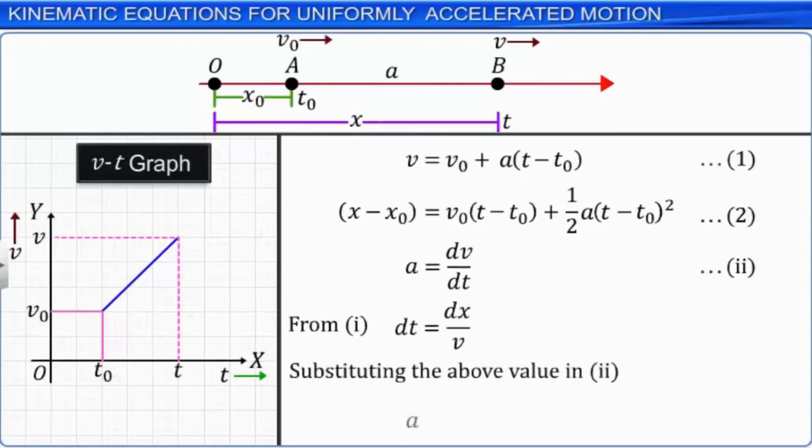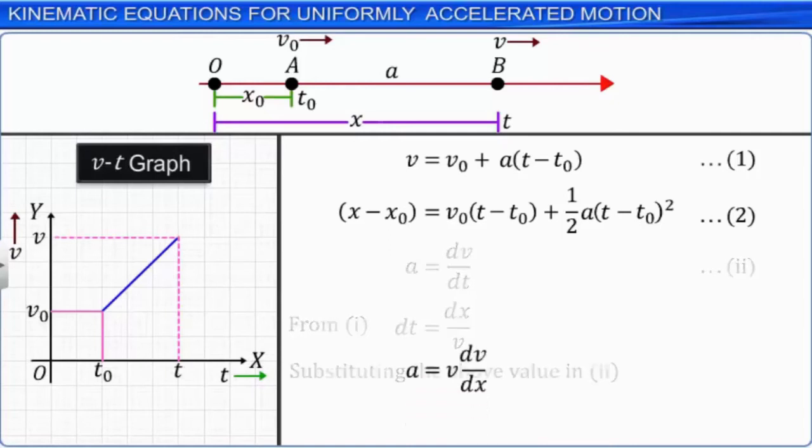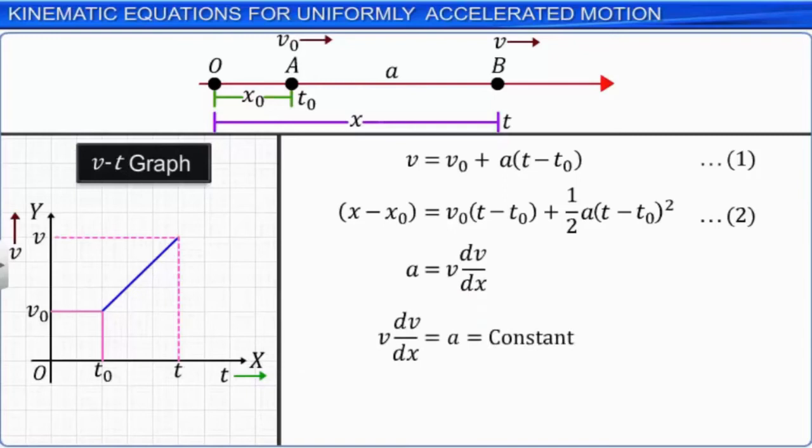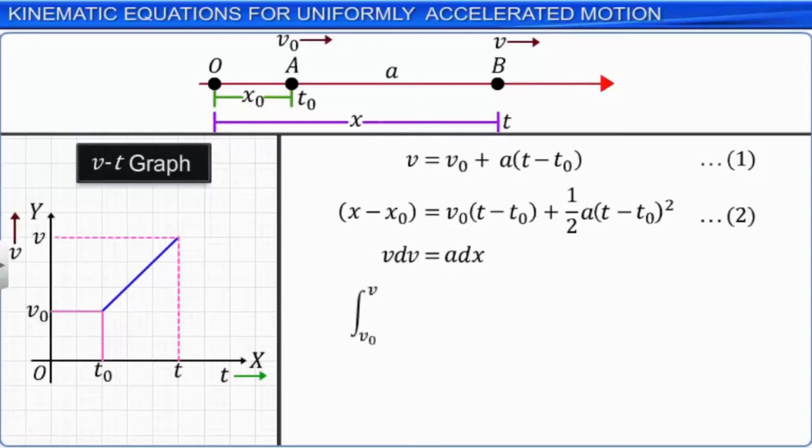By cross-multiplying, we get v into dv is equal to a into dx. Integrating both sides, we get integral v naught to v, v into dv is equal to a into integral x naught to x, dx. This is equal to half v square minus v naught square equals a into x minus x naught. Rearranging the equation, v square is equal to v naught square plus 2a into x minus x naught. This is equation 3 of motion.